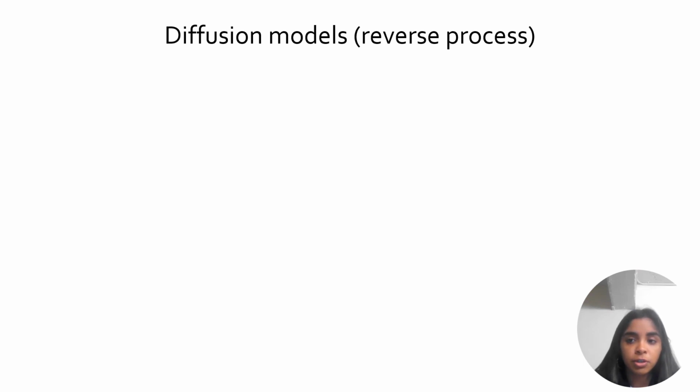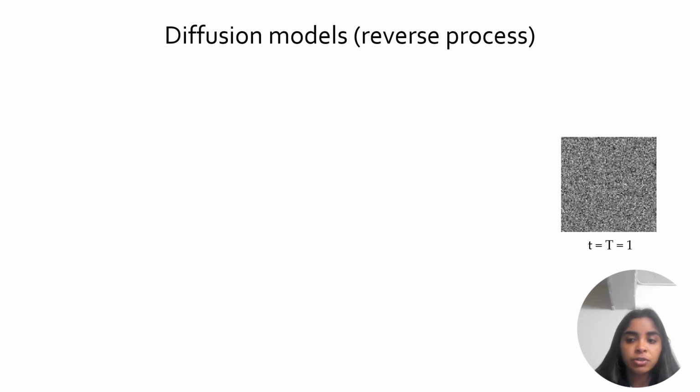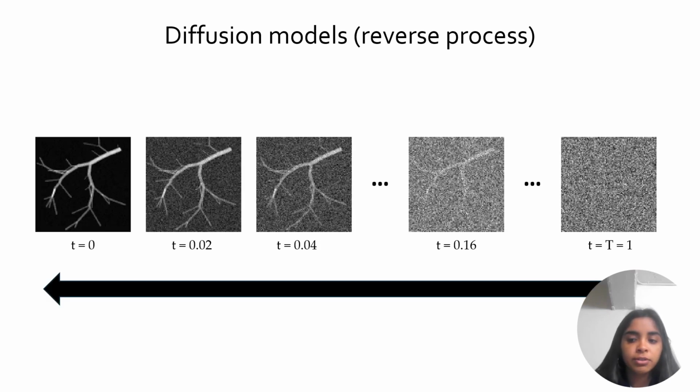With a trained diffusion model, new samples can be generated by following the reverse direction. Starting with a random Gaussian noise image, we gradually denoise the image with the diffusion model. At time 0, the resulting clean image is a sample from the learned image distribution.